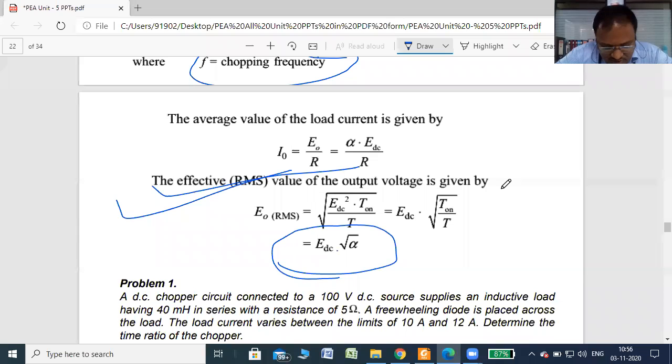What is the meaning of this? Because of the inductor and because of the switching, there will be some ripple components at the output of a chopper. Basically a chopper is a DC-DC converter, but still because of this switching and inductor effect, some AC voltage will appear across the load. That is nothing but the effective RMS value of output voltage, and it is equal to EDC into under root of alpha, right?